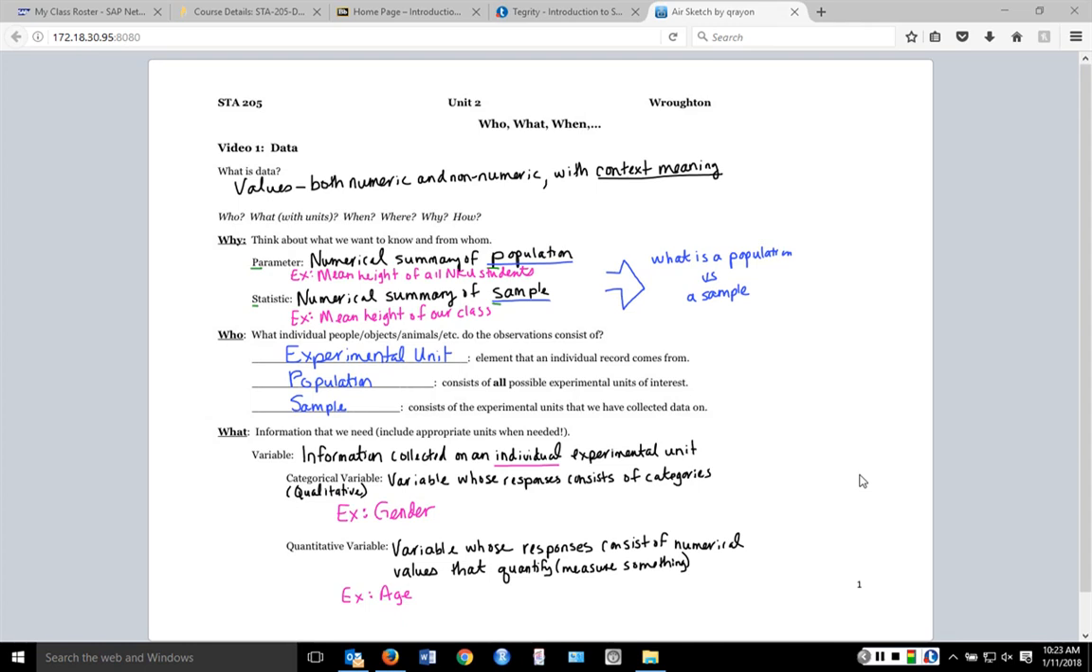Another example we could talk about is race. Alright, so race has our category options there, so that's going to be a categorical variable. Versus we look at, for example, height. Height is measured in inches. Alright, so it does quantify or measure something that we have there.